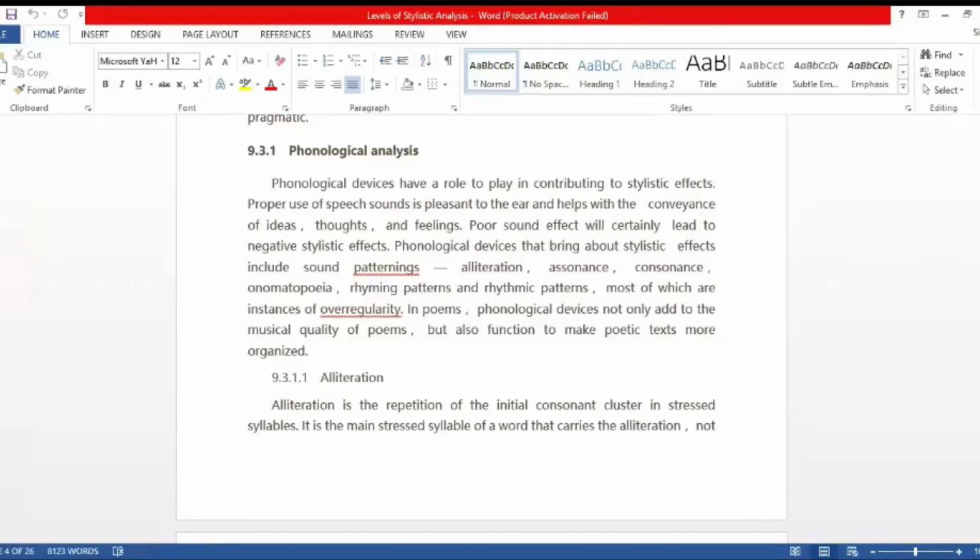Phonological analysis is the analysis of the way sounds are used in words, and the focus is going to be on the sounds of words. The words have been selected on the basis of their sounds, and there are certain literary devices based on the arrangement of the sounds of words within words themselves, within phrases, and within sentences, exactly within poetic lines.